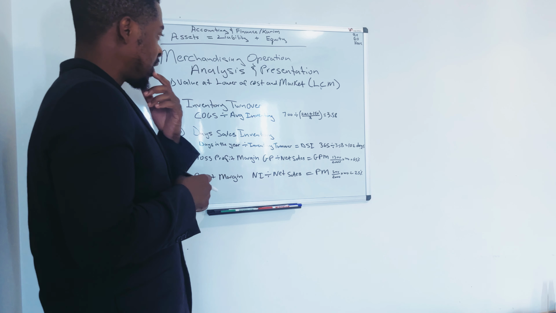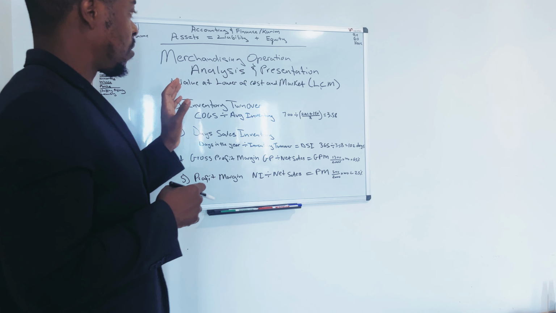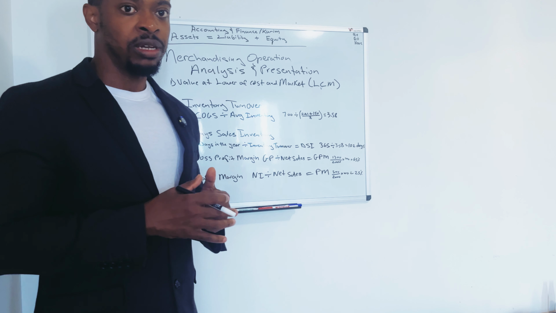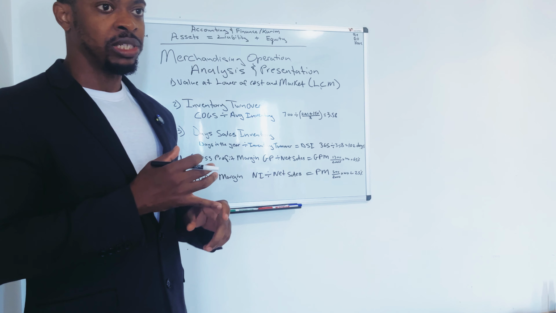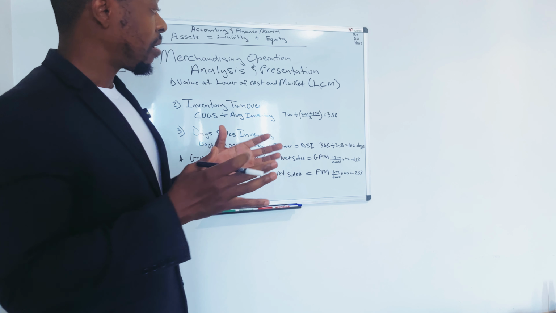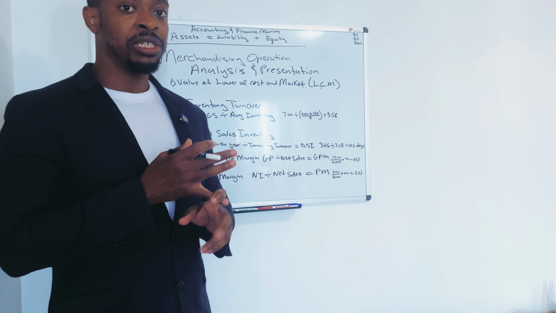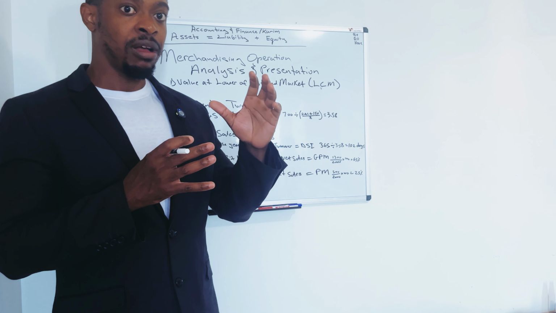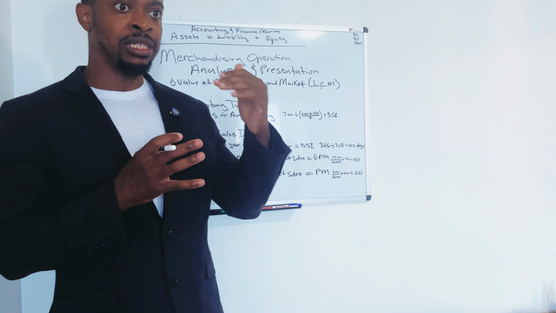So the first thing we're looking at is whenever we present inventory on the balance sheet, we always have to present it at lower of cost and market. And what does that mean? It means that we cannot present our inventory above how much we can sell it for, right?